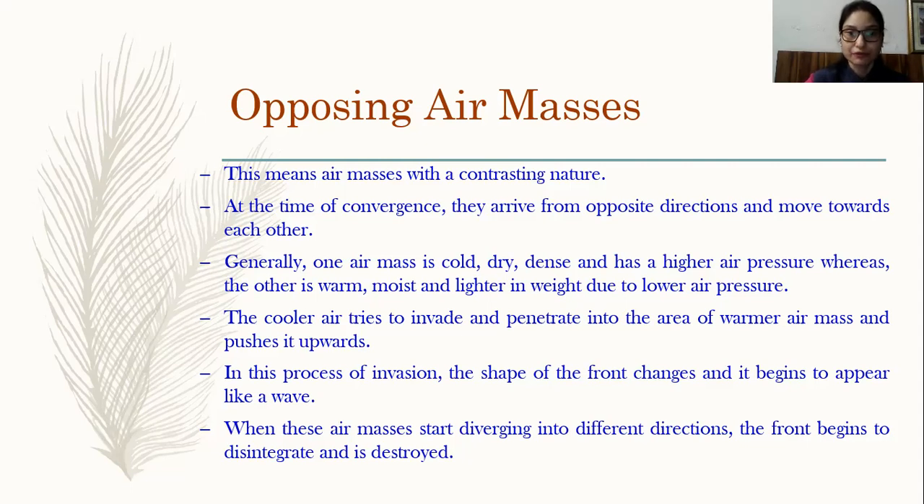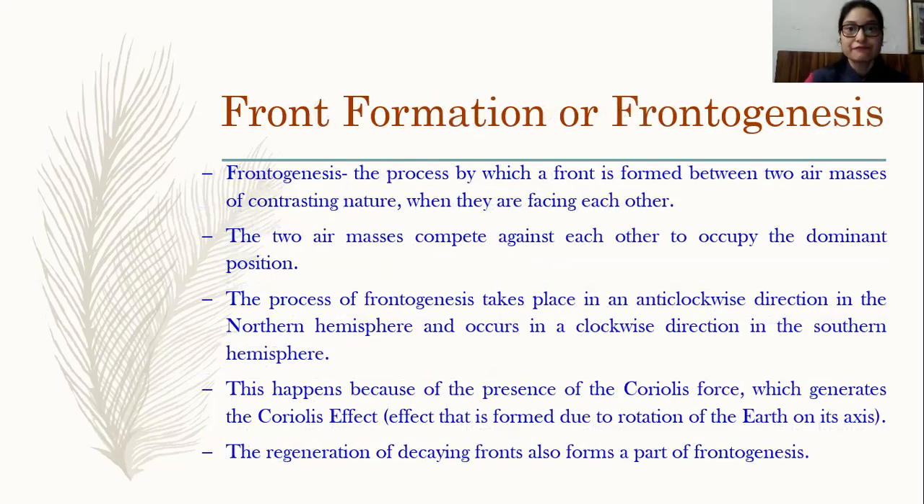So this is of importance over here. This is what happens when both of them collide with each other, when both of them invade each other's territory. So when these air masses start diverging into different directions, the front begins to disintegrate and it is destroyed. So this is what happens. Now, front formation or frontogenesis. When I say front formation, basically I am referring to genesis. Genesis means origin.